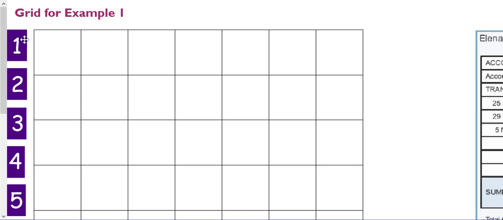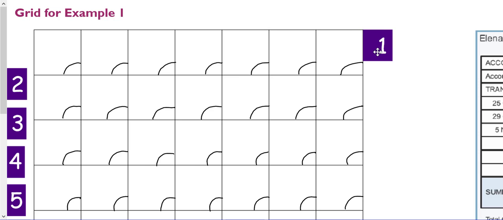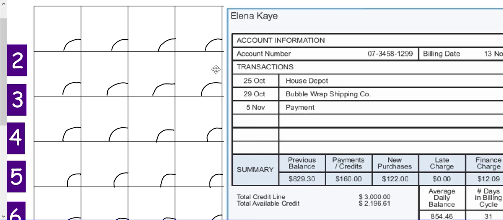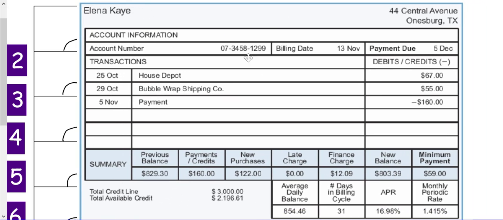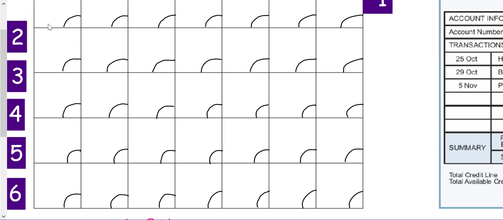So the first thing we want to do is create a grid of 7 by 5, and this gives us 35 boxes, 7 columns because there's 7 days in a week. After we create our grid, we want to put these little arcs on the bottom of it, so that will be a placeholder for our days once we date the grid. Before we do that, we need to figure out how many days there are in the billing cycle. When we look at her billing statement and go down to this bottom section, they tell us the number of days in the billing cycle is 31.